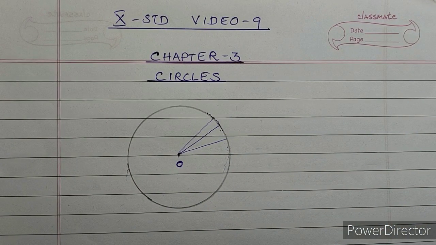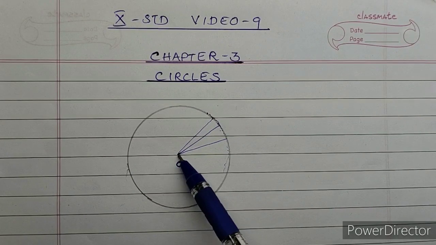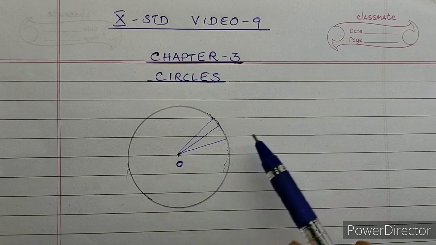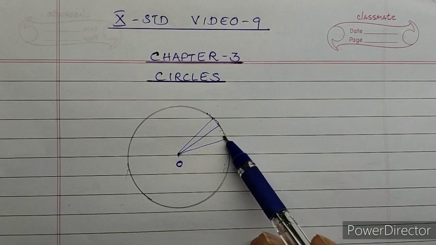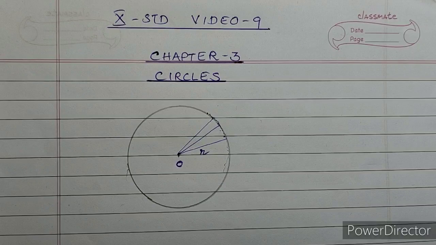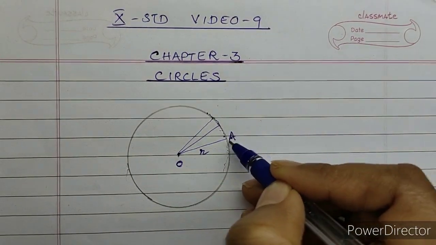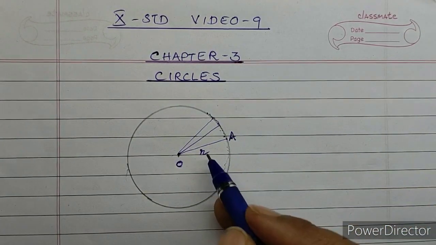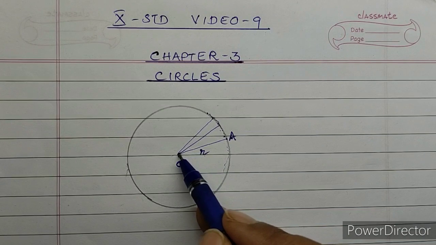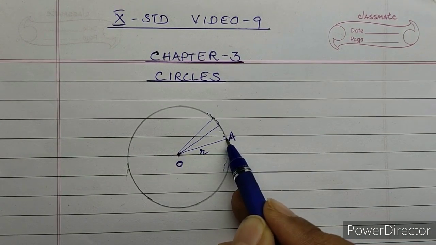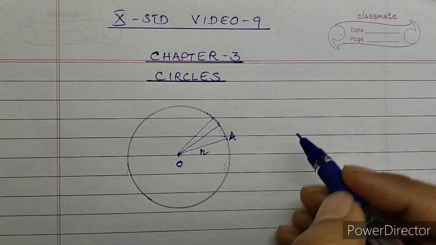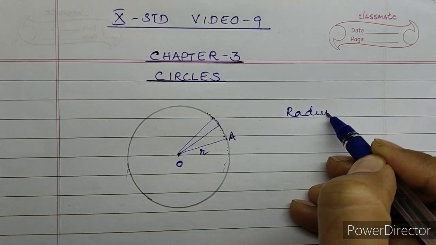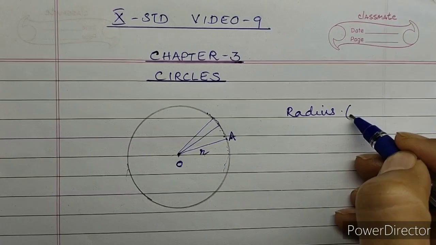So the definition is, the circle is a collection of all points in a plane which are a constant distance from a fixed point. So that fixed point is the center of the circle, and this distance is called the radius of the circle, represented by small letter r. If you take any point, for example A, OA distance will be r, the radius of the circle. So the distance between the center of the circle and any point on the circle is called the radius.